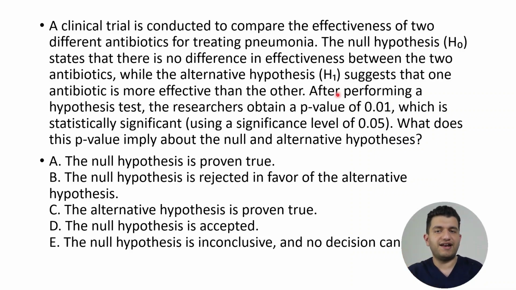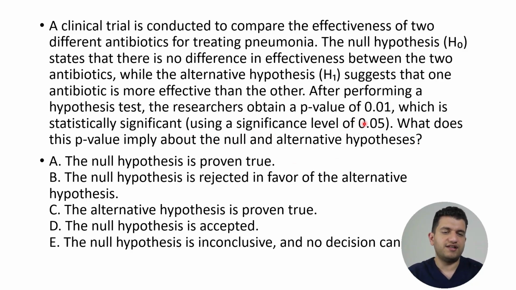After performing our analysis, it turned out that the p-value is 0.01, which is statistically significant because it's below the alpha value of 0.05. However, what does 0.01 mean? That's not the question here, but what does it mean? I want you to tell me. It means that there is a 1% chance that I'm going to say that there is a difference, but actually there wasn't.